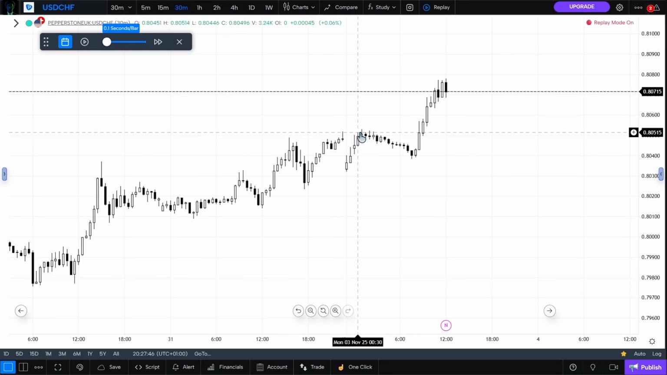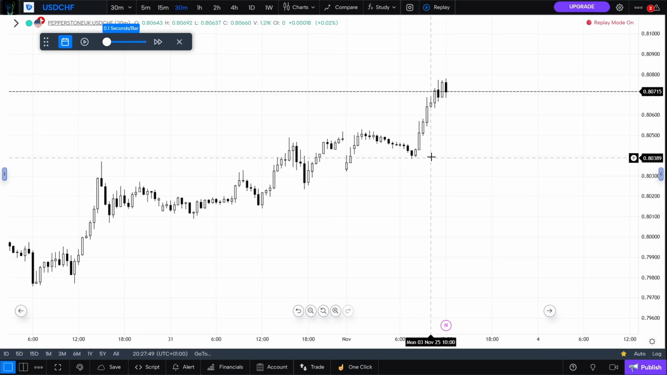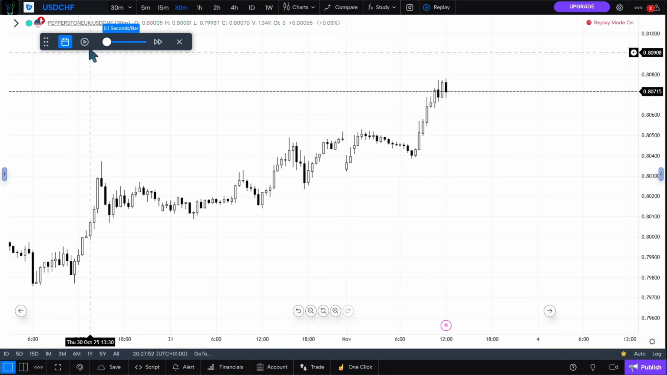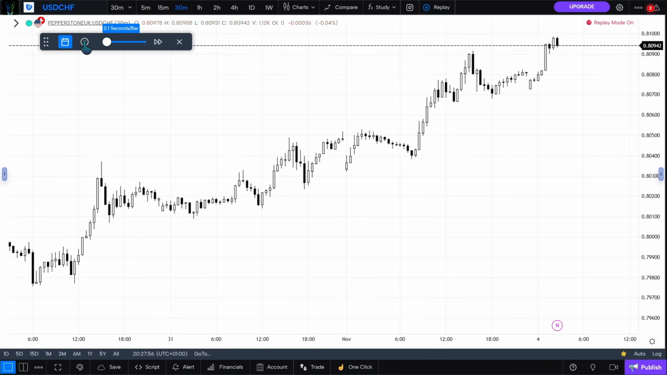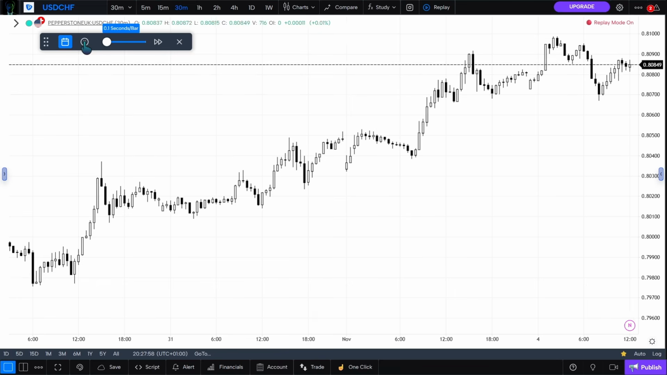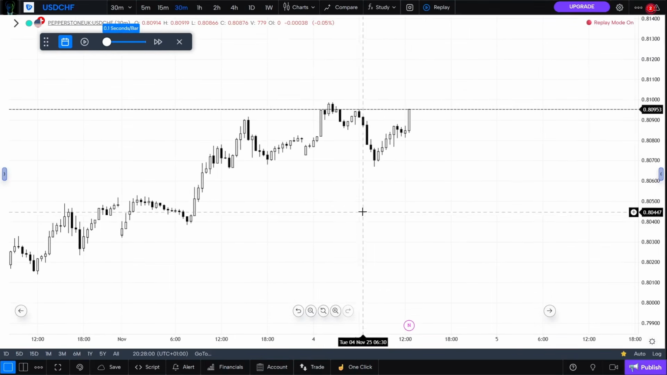What do we do? We broke structure to the upside. Okay, a new dealing range is being formed. This is your low, and whatever high that we form here is going to be our new high of the dealing range. All right. And as you can see, price keeps doing that. Okay, keeps making new highs.